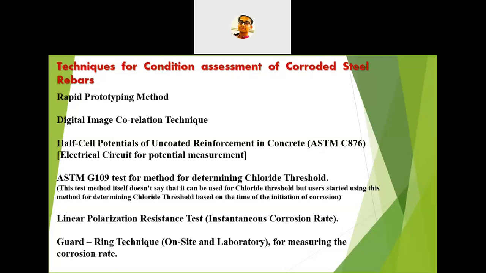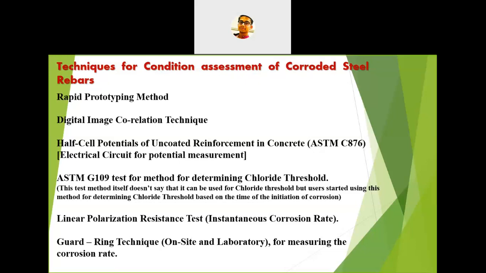All you have to do is drill a hole into the concrete system, and it's like a cell, an electrical circuit for potential measurement. You will measure the potential between the concrete and the steel, and the more negative the potential, the more chance of corrosion there may be.